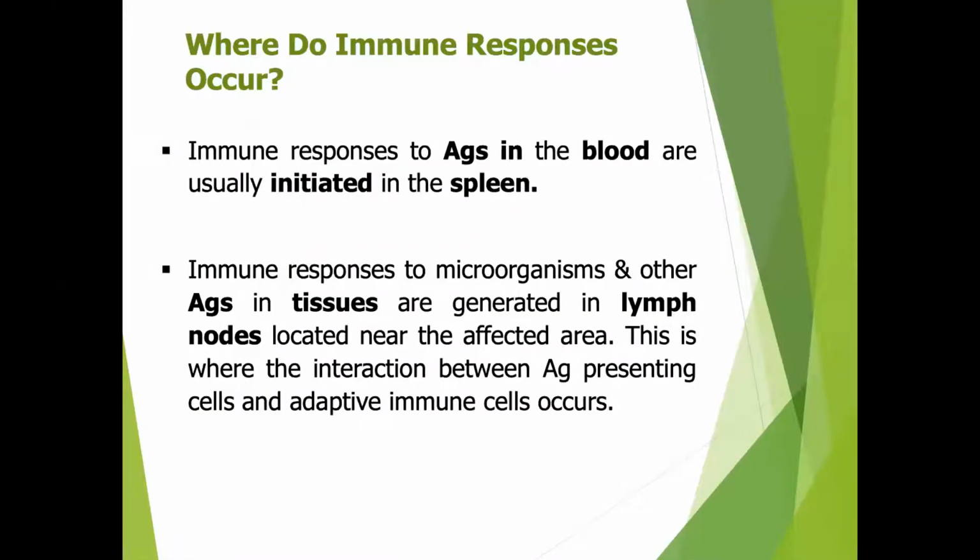So what tends to happen first, as Dr. Ahmed just mentioned a minute ago, is that you have dendritic cells that are sampling around and doing the surveillance.